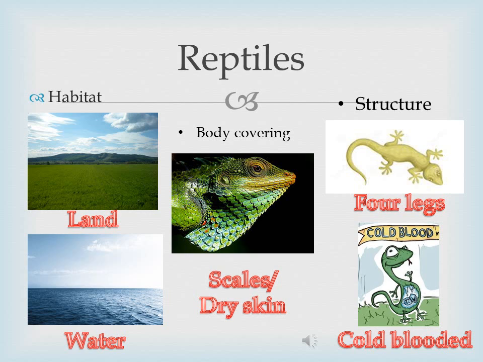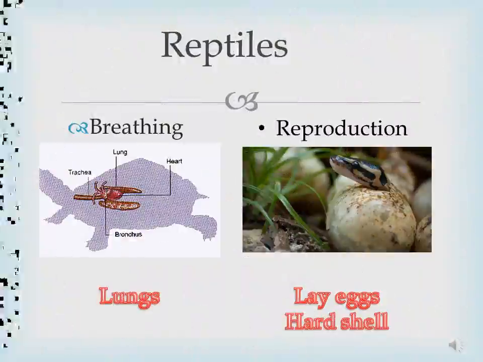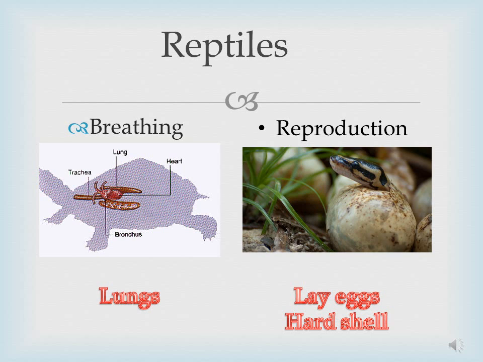The last but not the least is the group of reptiles, and like amphibians they can live on land or in water, but in this case they are covered with scales and their skin is very dry. The principal characteristics of reptiles about the structure is that they have four legs and they are cold-blooded. Reptiles breathe through their lungs and their reproduction is laying eggs, but in this case these eggs have a hard shell.